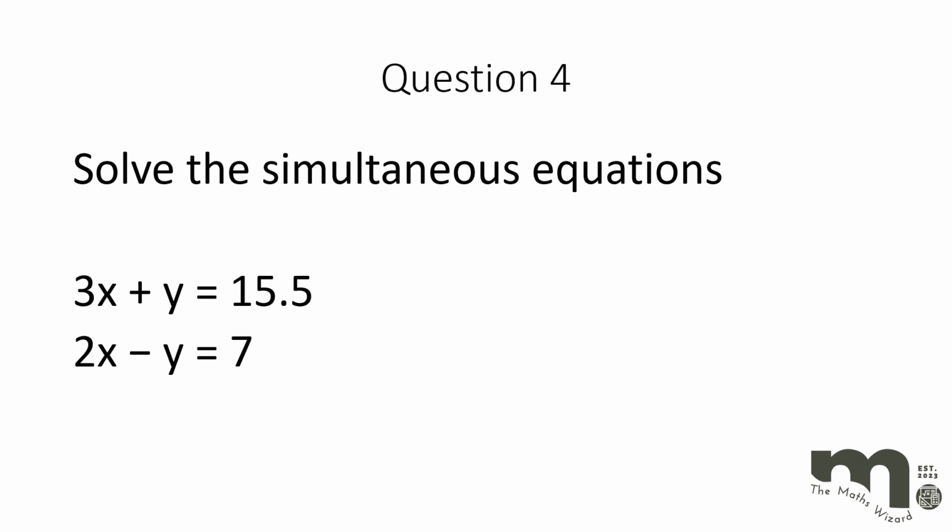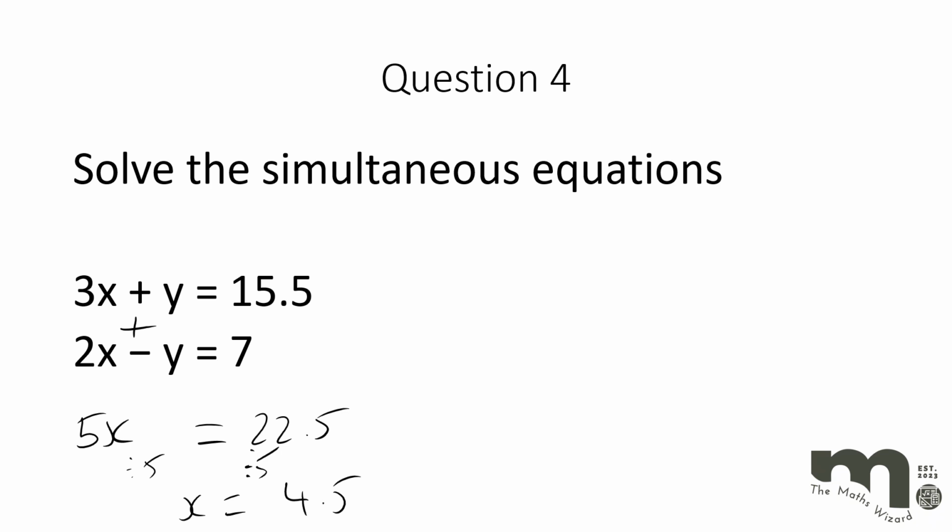Okay. Again, we've got to do an add because we've got a subtraction in front of the y. So 3x add 2x will give you 5x. We add the y, minus y to the positive y. That will give you 0. And then we've got 15.5, add 7. So that's going to give us 22.5. Now we can figure out x. So if we divide that by 5, x will be 4.5. So we know that x is 4.5.